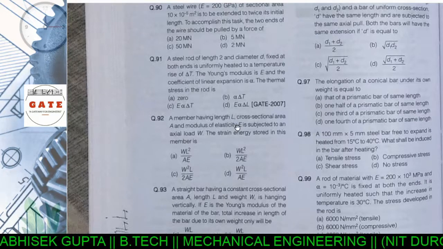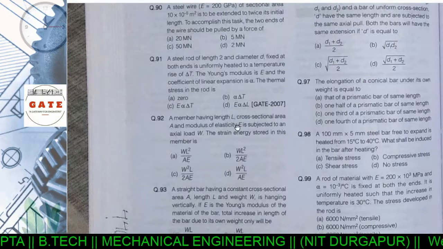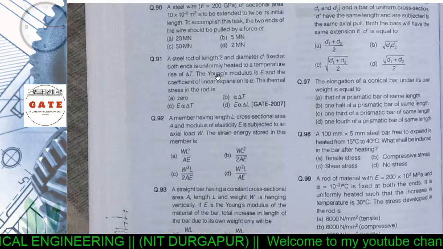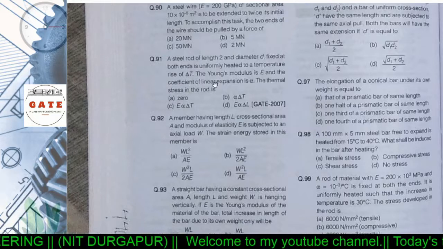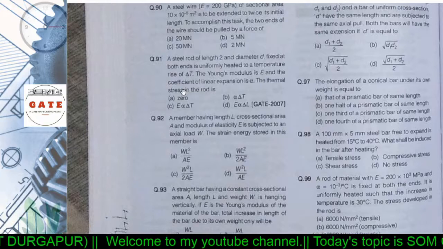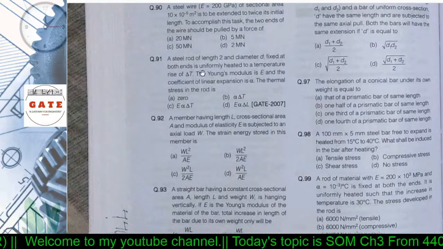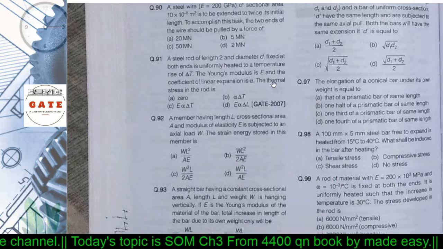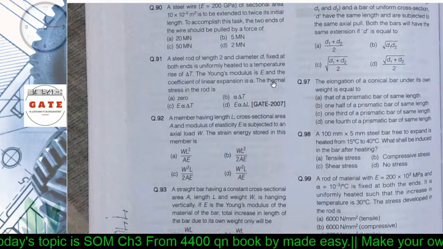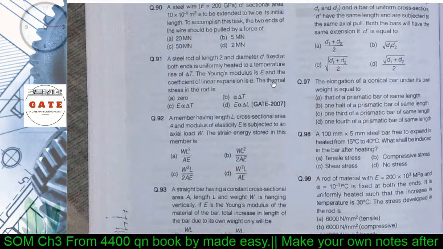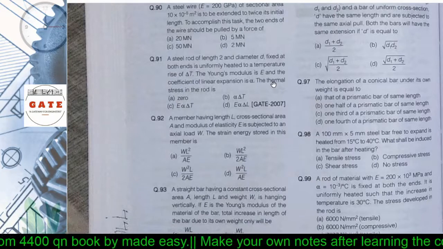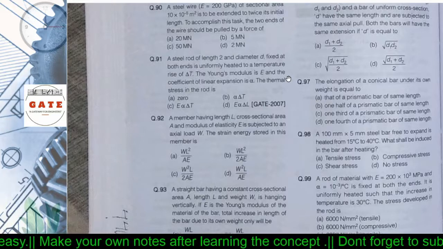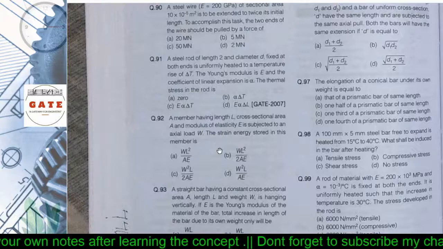Now next question, question number 91. A steel rod of length L and diameter D fixed at both ends is uniformly heated to a temperature rise of delta T. The Young's modulus is E and the coefficient of thermal expansion is alpha. Then the thermal stress, obviously, is E alpha delta T. Question number 91, option is C. It is a direct formula based question.